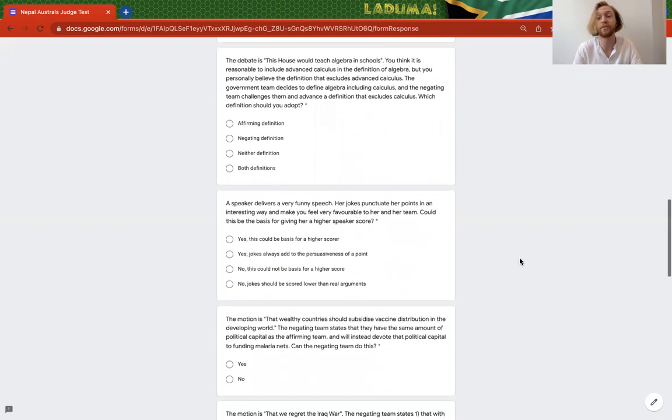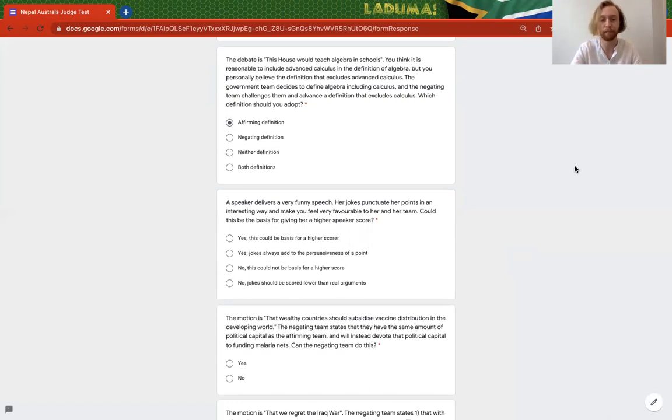The next question asks about definitional challenges. And the test that you need to use is, has the affirming team given a reasonable definition of the topic? It's not about which definition you prefer. It's not even about which definition you think is more reasonable. The test is, has the affirming team given a reasonable definition? And in this question, you think it is reasonable to include advanced calculus in the definition of algebra, which means that you should go with the affirming definition.